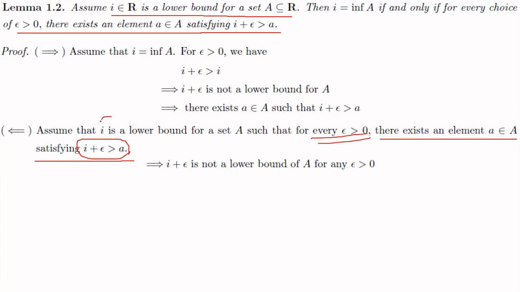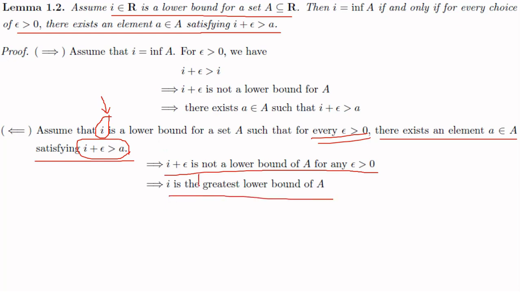Now, we assume that I is a lower bound of the set A. Now we got that I plus epsilon is not a lower bound of the set A for any epsilon greater than 0. This means that I is the largest lower bound, or the greatest lower bound, of A. Greatest lower bound of A means infimum of A. So we get I is equal to infimum of A, which completes the proof in the backward direction.